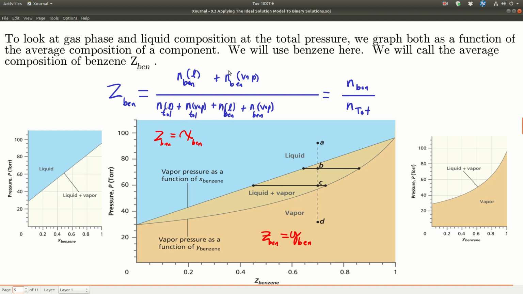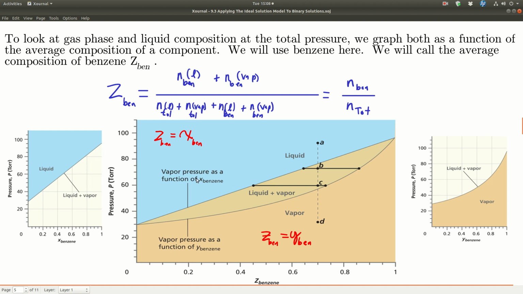So we're going to use benzene. We could use either one. We're going to call the average composition of benzene Z benzene. It's just the total moles of benzene, which is the moles of benzene in the liquid phase, that's what this term means, plus the total moles of benzene in the vapor phase, that's this term, divided by the total moles everywhere, which is the moles of toluene in the liquid phase, moles of toluene in the vapor phase, moles of benzene in the liquid phase, moles of benzene in the vapor phase. So now we're looking at the benzene-toluene system, which is just equal to the total moles of benzene over the total moles. That's Z benzene.